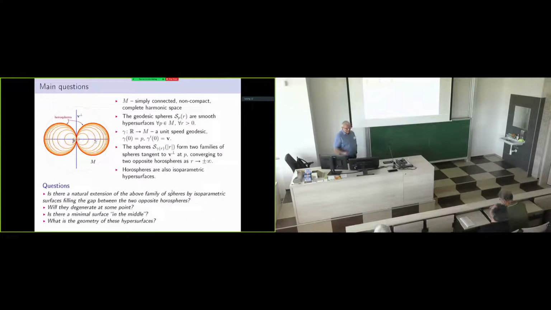So let me say some words about my initial questions that motivated my investigation. If you take a non-compact Damek-Ricci space, for example, a non-compact harmonic space, which is simply connected and complete, then it is true that not only geodesic spheres of small radius will be smooth hypersurfaces, but no matter what the radius is, you will get a smooth hypersurface.